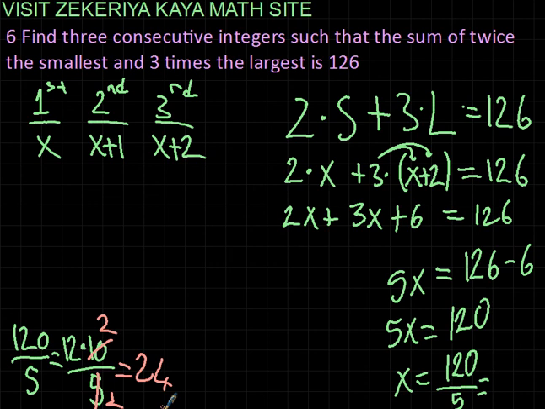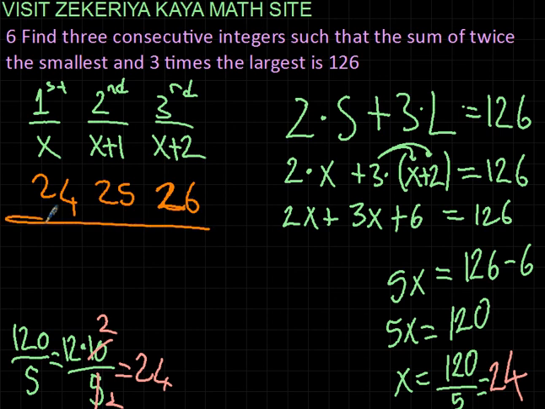Sometimes if you realize that, you can write the numerator as a multiplication of two numbers, one of them divisible by the denominator. It's easier that way. So x is 24. Now we must find all those numbers. If x is 24, the first number is 24, the next is 25, and the last is 26. We found all those numbers.